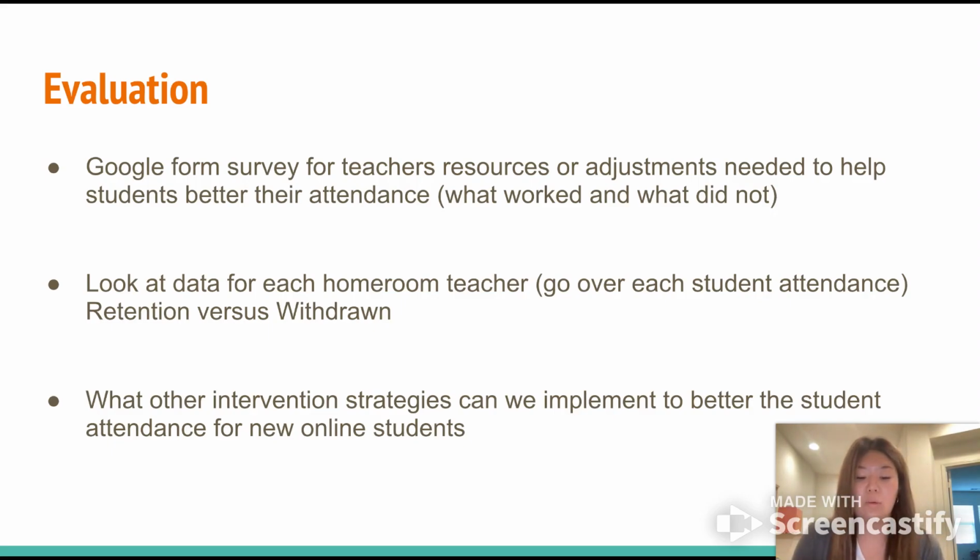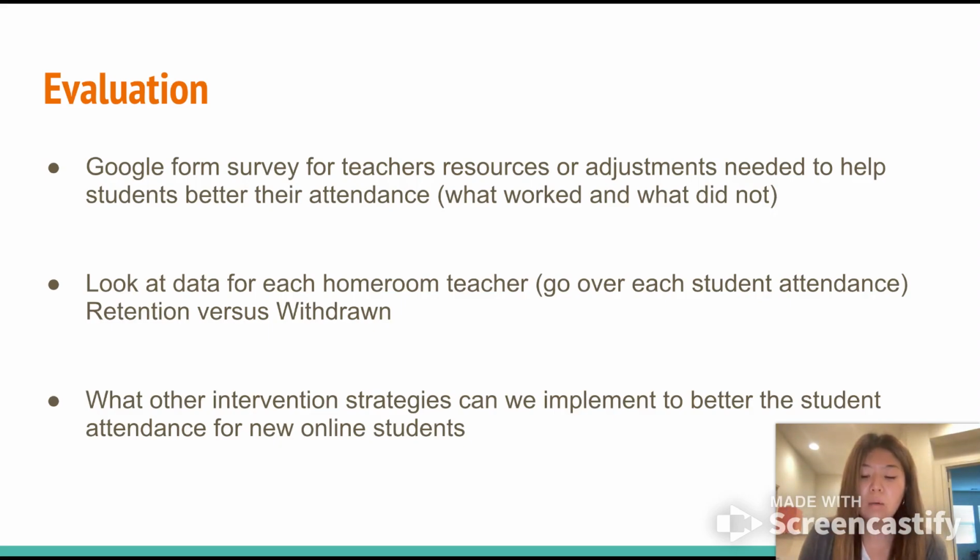So evaluation will be in the form of a Google Form survey for teachers on resources and adjustments needed to help students better their attendance. Now, there is a pre and a post. A pre-survey will ask teachers and personnel what they hope to accomplish. What are the primary needs to remediate the attendance issues? It could be different responses, but then we could also consider these different options.